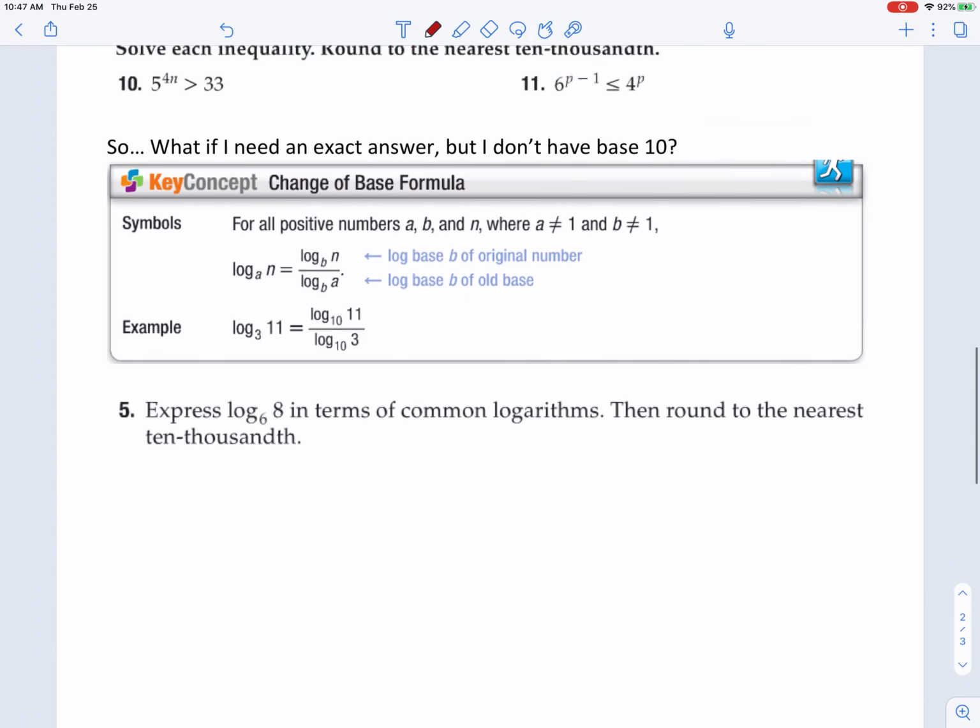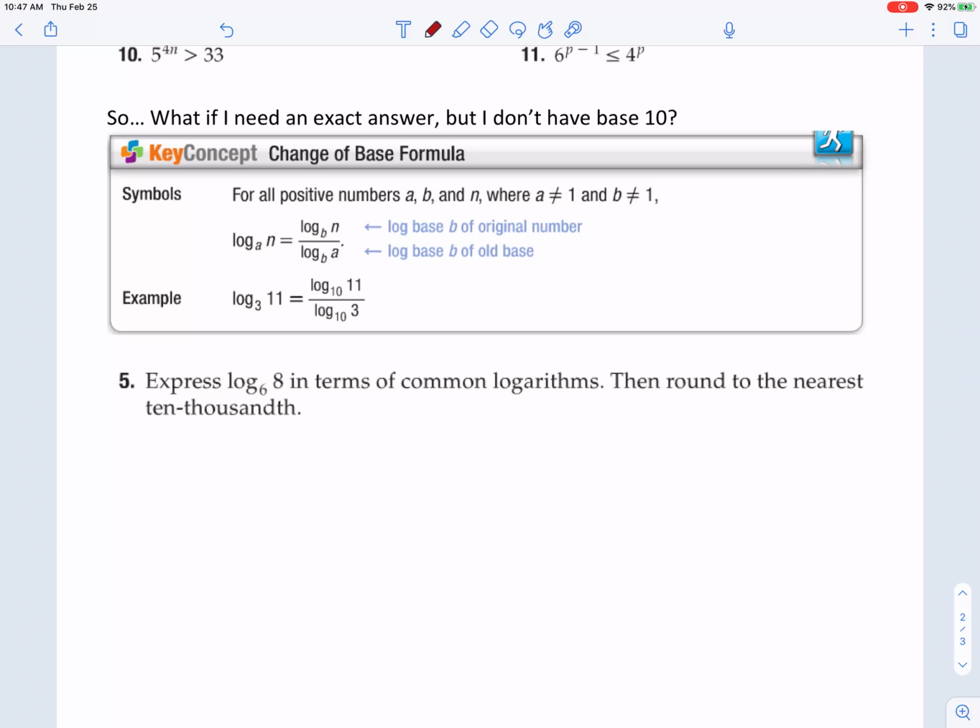Okay. So sometimes we need an exact answer, but we don't have base 10. So basically what they're saying is, use your calculator to find this. And you're saying, my calculator only knows how to do log base 10. Well, good news. You can basically turn it into any log base that you want if you separate it into division. So here I have this A and this N. If you put the N on top and the A on bottom, you can use whatever base you want. It'd be to your advantage to use 10. Then you can just plug that into your calculator and it works.